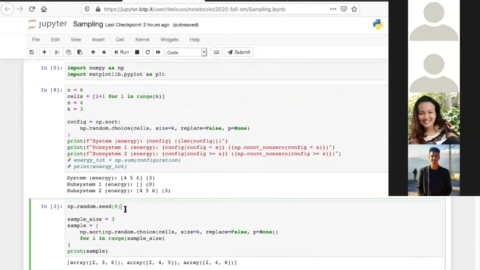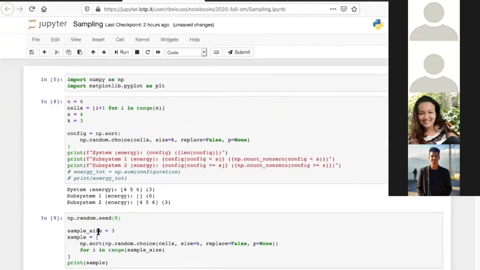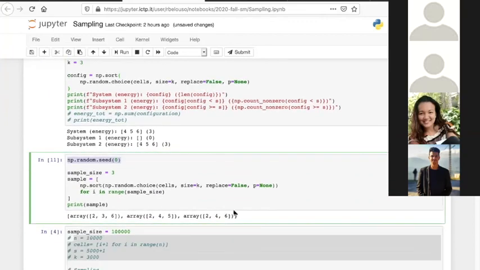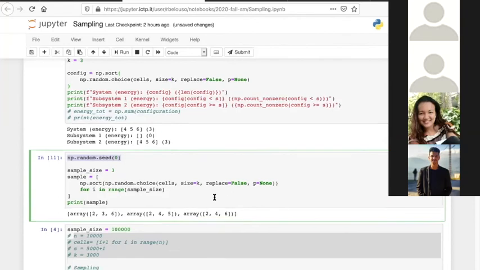Right now, I fix the seed to 0, so that when I run this again, I take a sample size. Now I take 3 choices, and you see there are 3 choices of cells in the systems. These are 3 members of microcanonical ensembles, okay? Now if I run this code many times, the sequence will not change. Although the configurations are randomly chosen, because I fixed my random sequence to a certain value, these randomly generated numbers will always be the same.